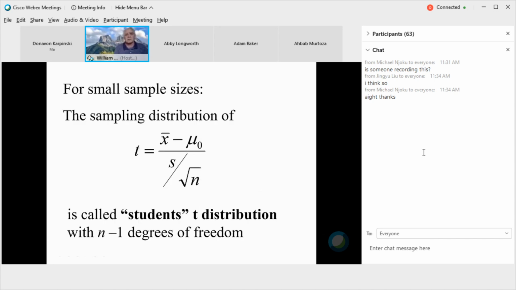For small sample sizes, the sampling distribution of that statistic is called Student's t distribution. The degrees of freedom is n minus 1. One degree of freedom is used to estimate mu. That's x bar. The remaining degrees of freedom are used to estimate variability, to estimate S.